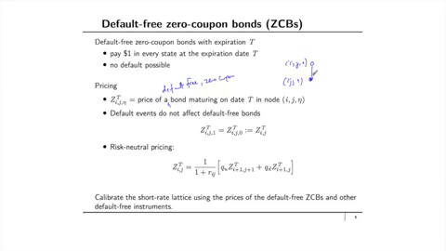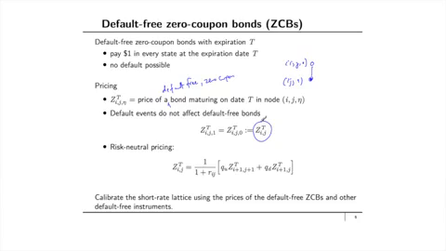The first thing we recognize is the fact that the default events do not affect the default-free bonds. So whether the default event has happened or whether the default event has not happened, the price of a default-free zero coupon bond is going to remain the same. So the price of that bond in both of these states is going to be exactly the same. So Z^T_ij1 is going to be the same as Z^T_ij0. And we're going to drop the state corresponding to default, since it doesn't matter to a zero coupon bond, and just call it Z^T_ij.